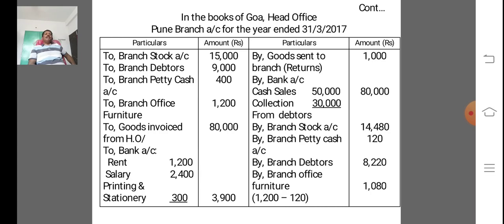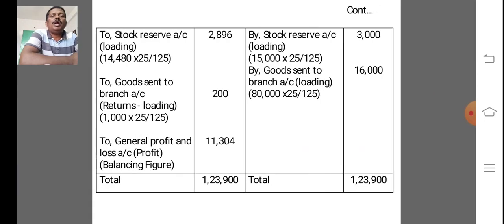And credit by goods sent to branch account, that is returns 1,000, and credit the bank account cash sales 50,000, collection from debtors 30,000, total is 80,000. And by branch closing, we credit the closing assets like branch stock account 14,480, branch petty cash 120, branch debtors 8,220, and branch office furniture after deducting the depreciation, 1,200 less 10% is equal to 120, 1,080.